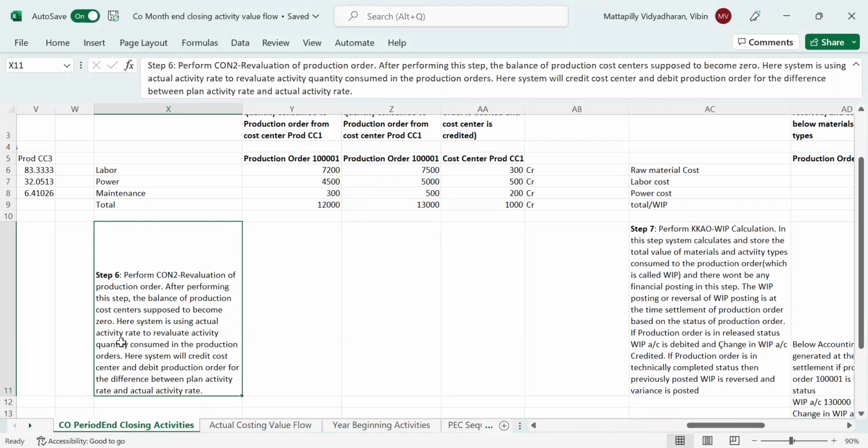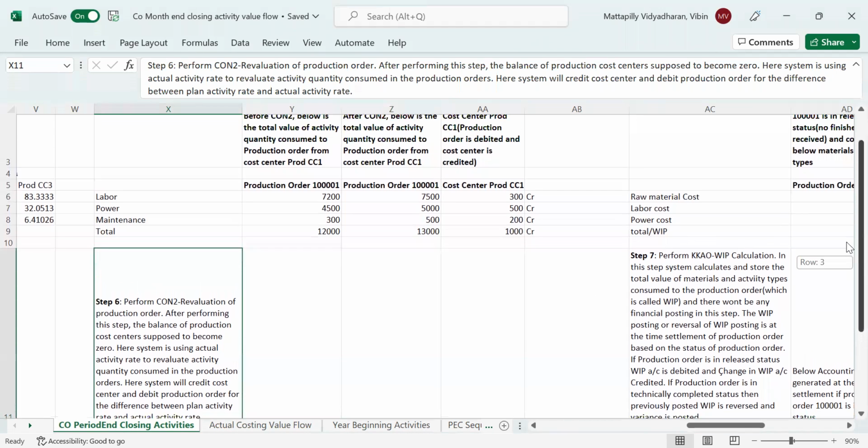Here, the system is using the actual activity rate to revaluate the actual quantity consumed in the production orders. The system will credit the cost center and debit the production order for the difference between plan activity rate and actual activity rate. Okay, so let's take an example.